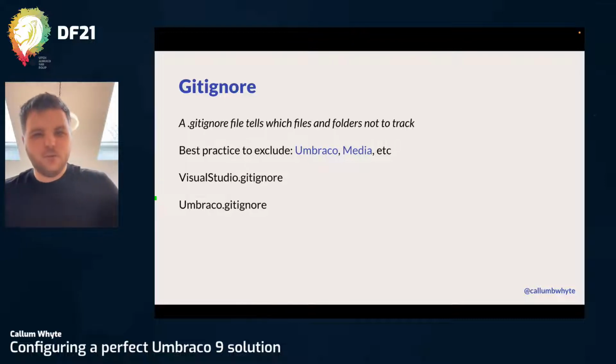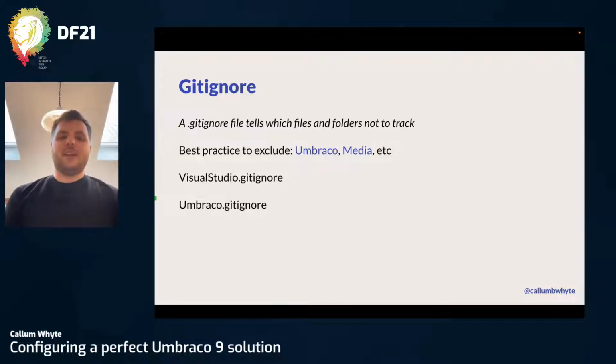Our best practice before was to go and get the Visual Studio git ignore file from GitHub. GitHub maintain a repository of lots and lots of really helpful git ignores for different languages and different IDEs. They have a Visual Studio one which ignores all of the stuff you wouldn't really want included, temp data, etc. There's also an Umbraco git ignore.